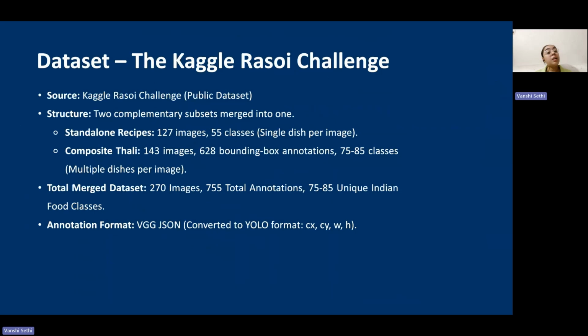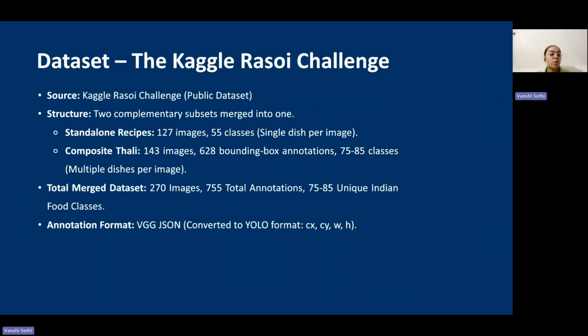Next is the data set. The main data set that we have used is the Kaggle Rasoi challenge. This is a publicly available data set which was used for some kind of Rasoi challenge, available on Kaggle. It had two folders. The first one was standalone recipe, meaning only single individual dishes were present, for example only rice or only curry. Then for the composite thali, there were multiple dishes present in the same picture, but they had already drawn bounding boxes and provided us with annotations in some other file, which we mapped.